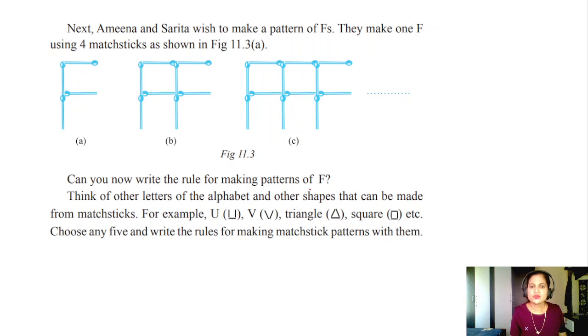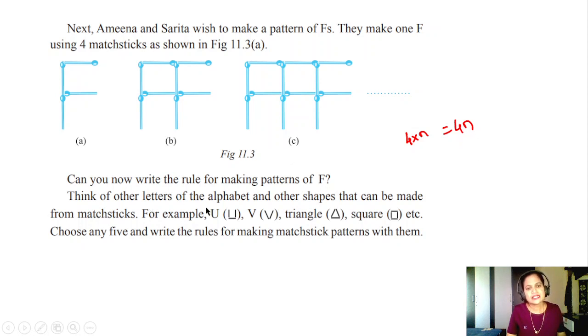Can you now write the rule for making the pattern of F? Yes. 4 into n or 4n. For 1 F, we require 4 matchsticks. How many Fs are we preparing? Depending on that, we get the value. The generalized formula for this is 4n.